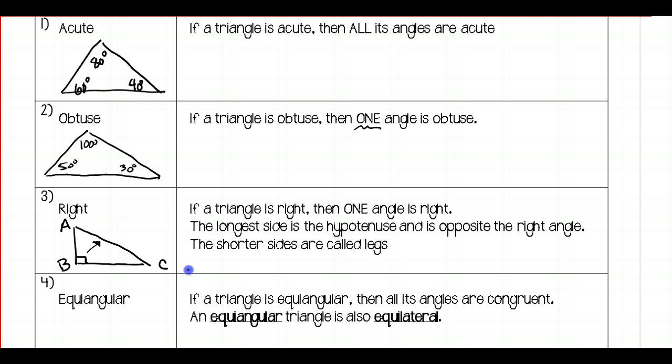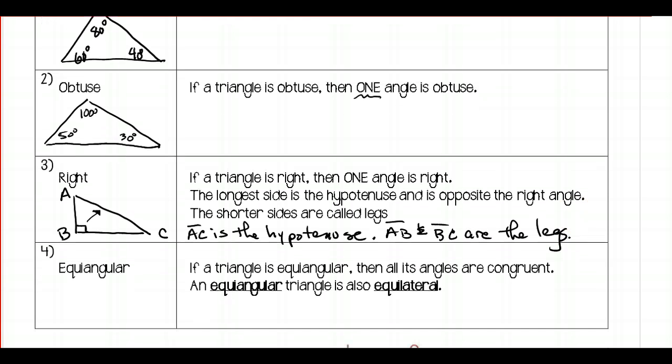So AC is the hypotenuse. And the two shorter sides are called the legs. So in this case, I've got AB and BC are the legs. And right triangles also are going to be very important for us.